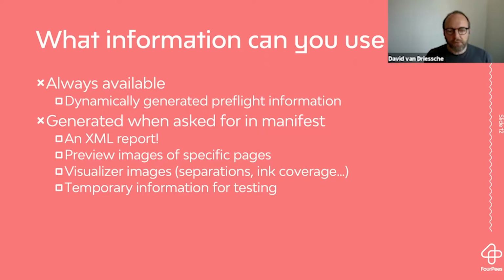You can ask for preview images of specific pages. You have to tell pdfToolbox in the manifest.xml what resolution you want, for which pages you want them, but you can request those. You can, like I said, ask for visualizer images, and then those will end up somewhere. And you can ask for all the temporary information while you're designing this thing so that you can at least see what pdfToolbox generates, and then you can use it in JavaScript or build it into your template.